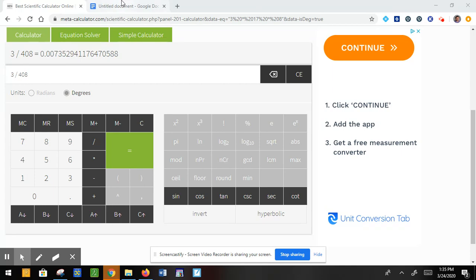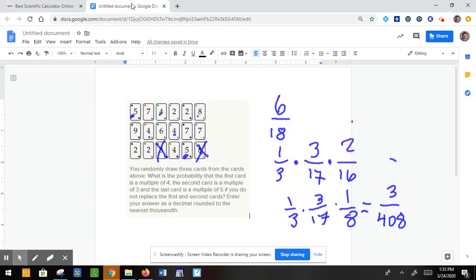Look at that again. Okay, so I'm getting 7 thousandths as the answer there. All right, let me know if you have any other questions.